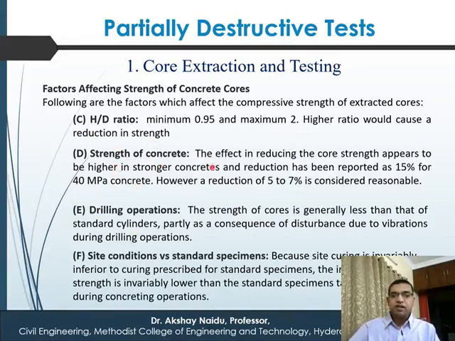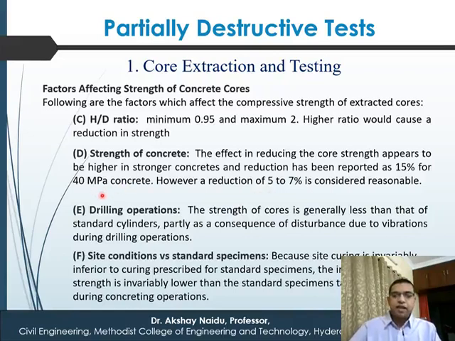Next, strength of concrete. The effect in reducing the core strength appears to be higher in stronger concretes, and reduction has been reported as 15% for 40 MPa concrete. However, reduction of 5 to 7% is considered reasonable. So this is quite natural because when we test the concrete samples directly at the time of casting, we make concrete cubes and then we test. That gives the concrete characteristic strength.